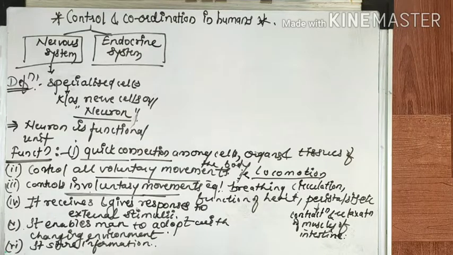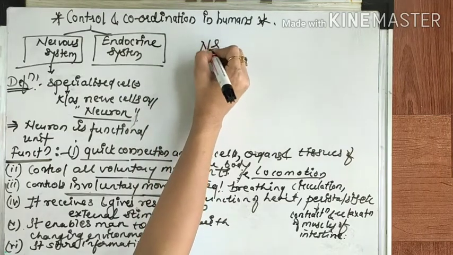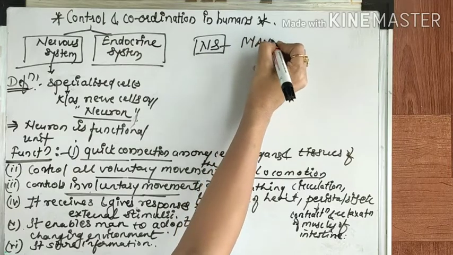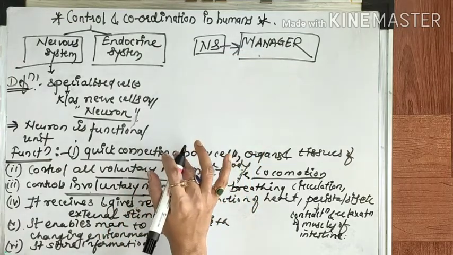At the same time, circulation is going on, respiration is going on, excretion is going on, right? So at the same time, three simultaneous processes are going on in our body in a very smooth way. Okay, so that is the function of the nervous system: to coordinate, to maintain the balance, to make coordination between all the activities of our body, right? So our nervous system is just like a manager inside our body.